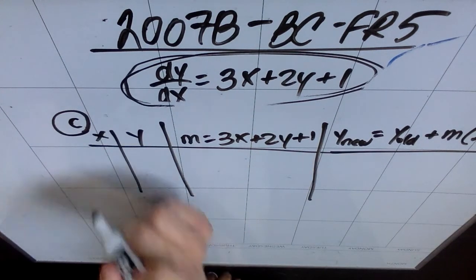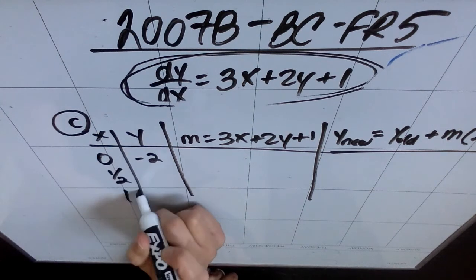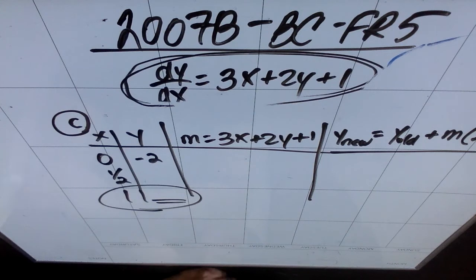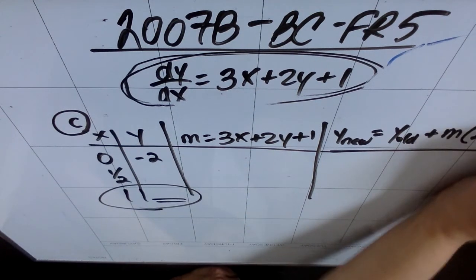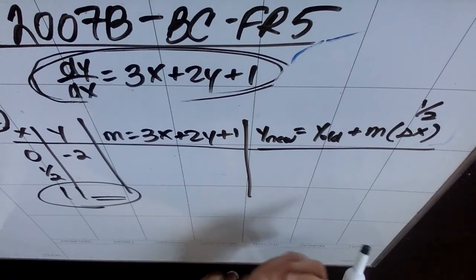So I'm told that f of 0 is negative 2. I'm told to use increments of a half to approximate f of 1. So this guy right here is going to be my final answer. I also know, because of that, that my change in x is 1/2, right? So if I scooch that over, my change in x is 1/2.